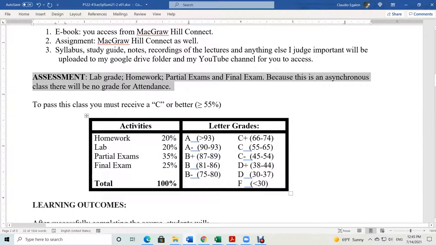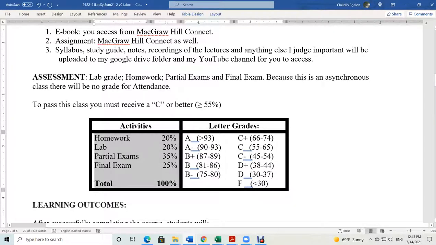Okay, so I put 20% of the final grade for the homework, 20% for the lab, 35% for the partial exams, 25% for the final exams. And here are the letter grades for the course.